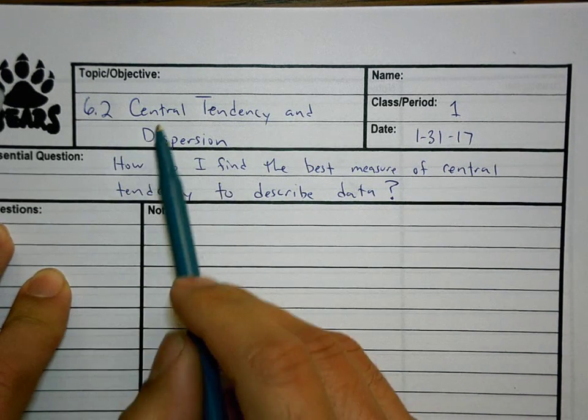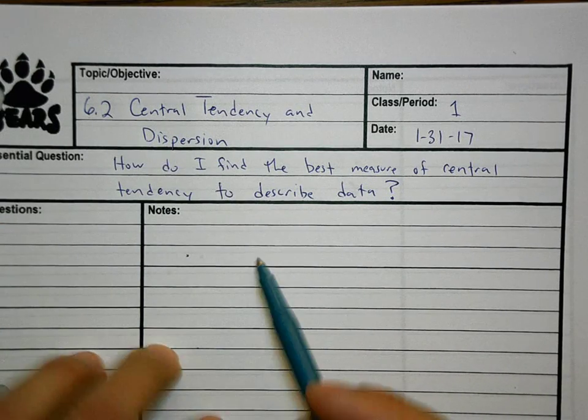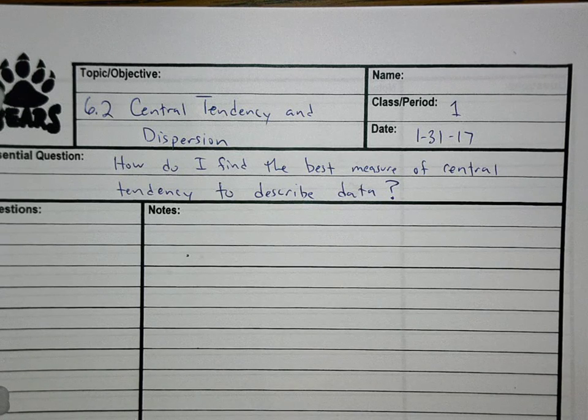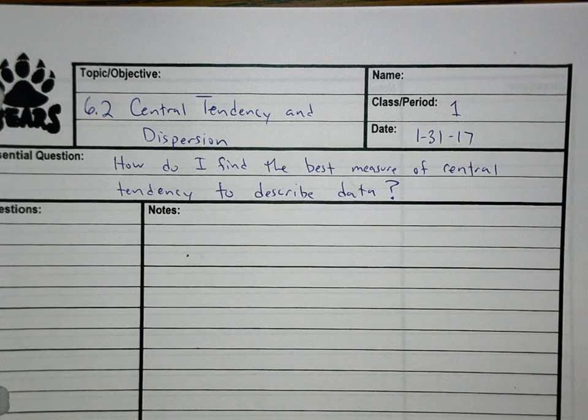6.2 notes are on central tendency and dispersion. There are ways to describe data besides histograms and frequency tables, what we just talked about. So 6.1 was on those tables and histograms. In 6.2, we're going to go back to those three measures that you learned about in statistics sometime in junior high school. I'm almost positive. I'm not even sure if you touched it in 6th grade or not.